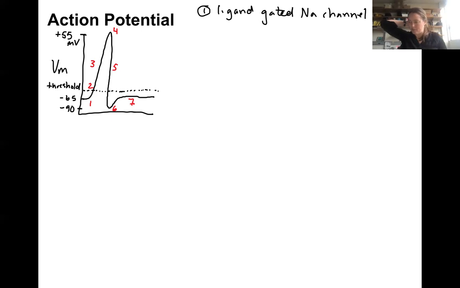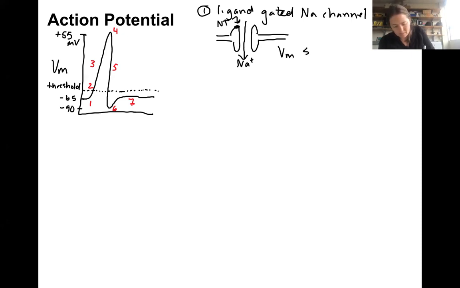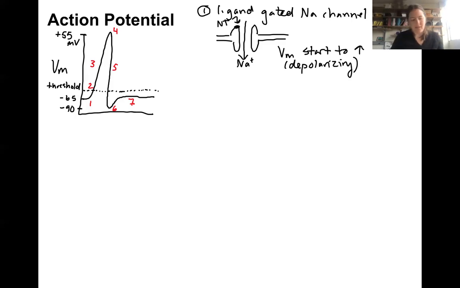Okay, the ligand gated sodium channel opens, and we'll just do some little drawings here. So that's a receptor located in the membrane. And what you need is neurotransmitter. So some kind of stimulatory neurotransmitter from the presynaptic cell binds to that receptor, and in so doing opens the channel so that you can get sodium flow into the cell. And this causes the membrane potential to start to increase. Okay, so it's depolarizing. And it's going from the 1 to the 2, where you start to see an increase in the membrane potential.